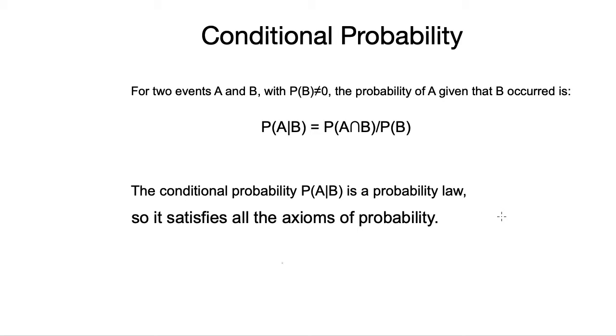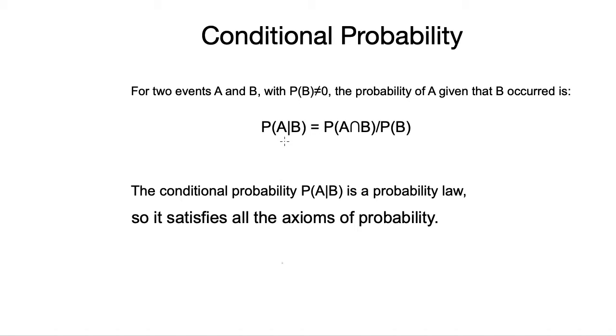So for two events A and B with probability of B not zero, the probability of A given that B occurred is defined by the term P of A given B equals probability of A intersection B divided by the probability of B. So this is the definition of probability of A given B, or the probability of A conditioned on B. So it is the probability of A intersection B divided by the probability of B.